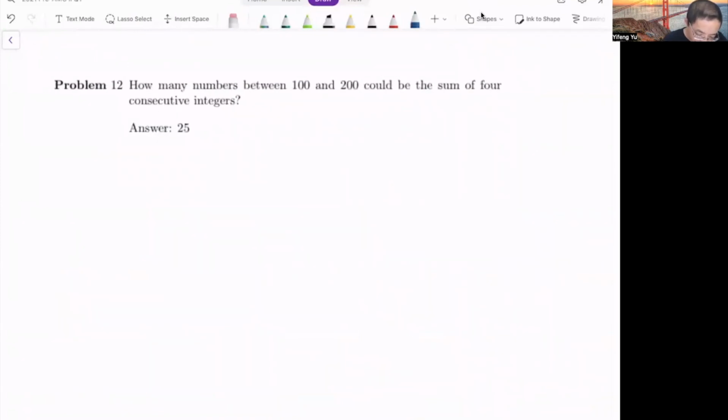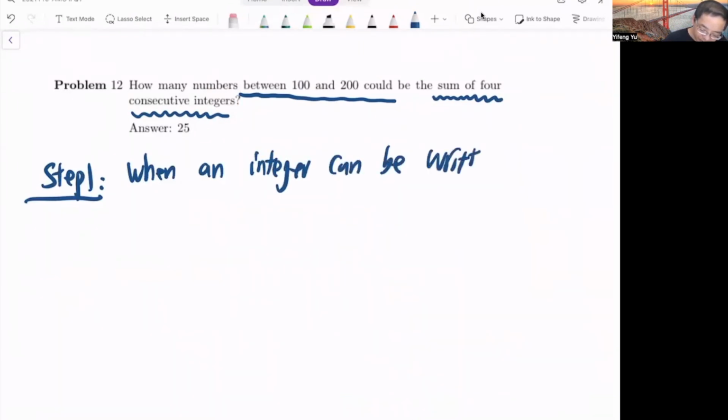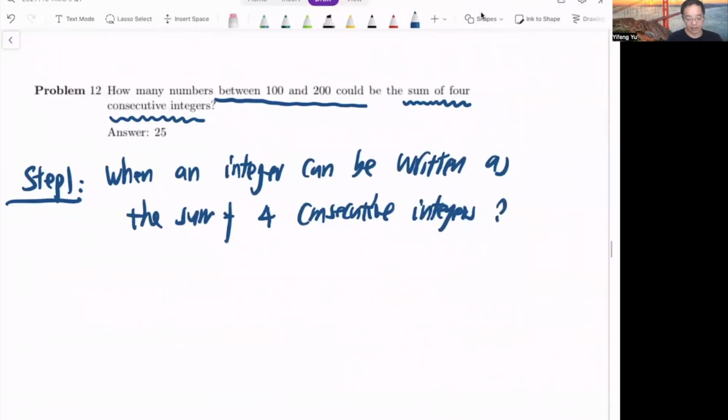Problem number 12. How many numbers between 100 and 200 can be the sum of four consecutive integers? Okay, so first let's see when an integer can be written as the sum of 4 consecutive integers, right?